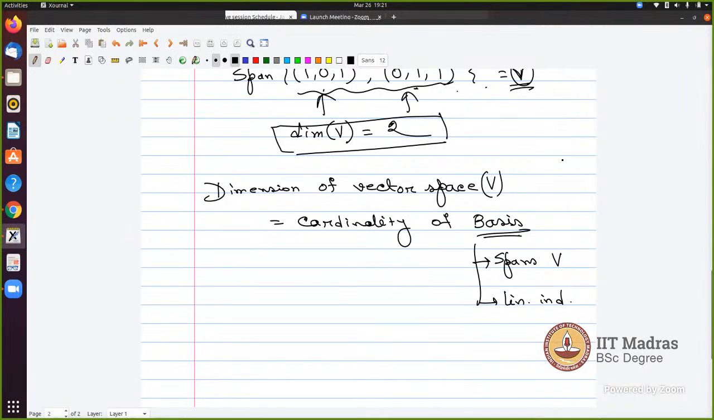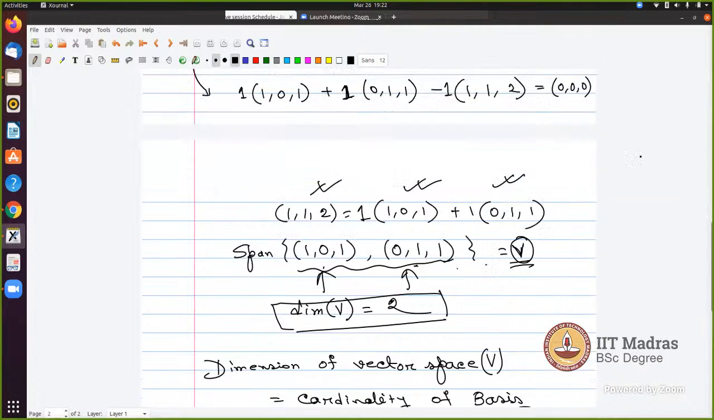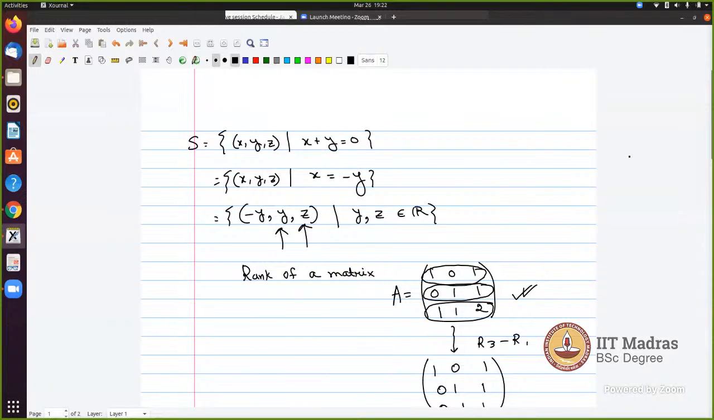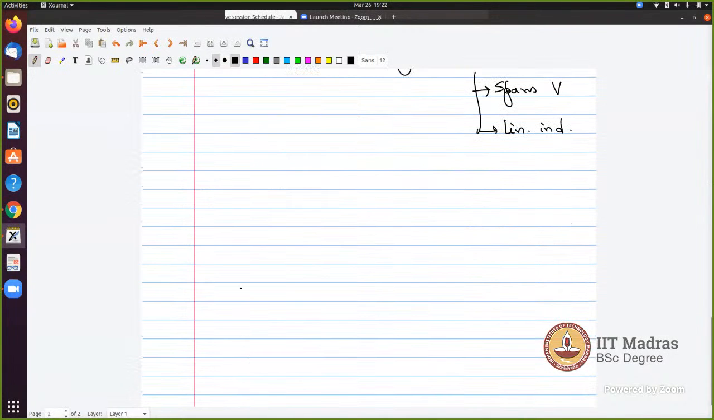So if some set spans V and the set is linearly independent, then the cardinality of that set is basically the dimension of the vector space. Okay. So there is a difference between the dimension of a vector space and the rank of a matrix. So what you have started with is the question, this one. So this is a subspace of R3, right? So let's get back to that question.